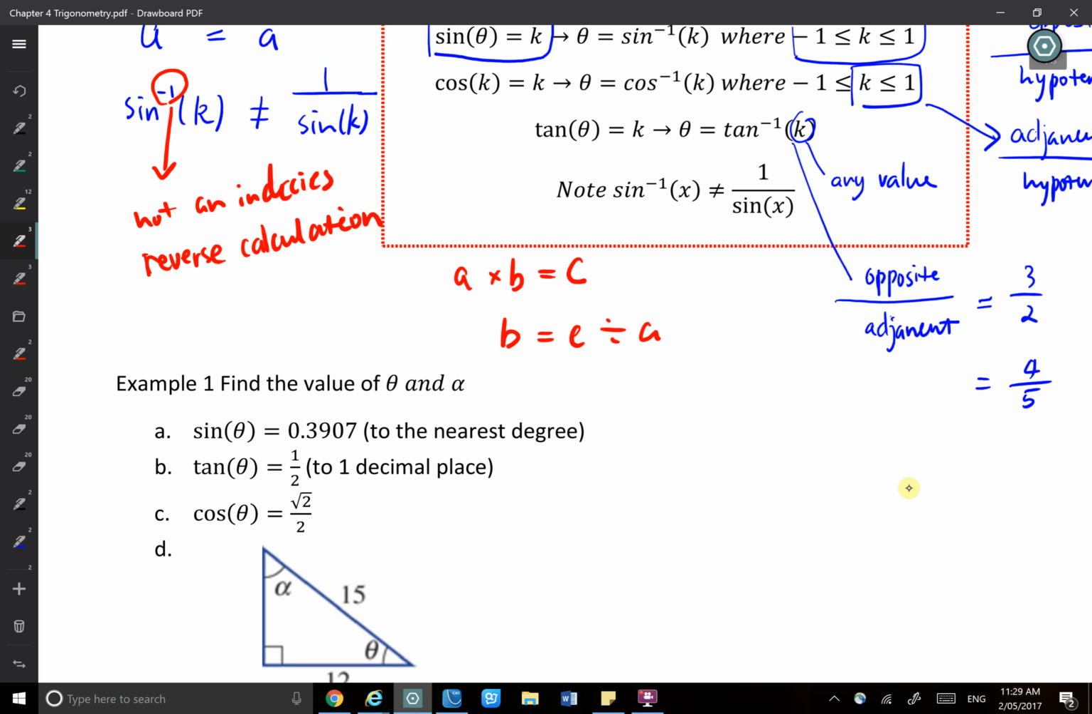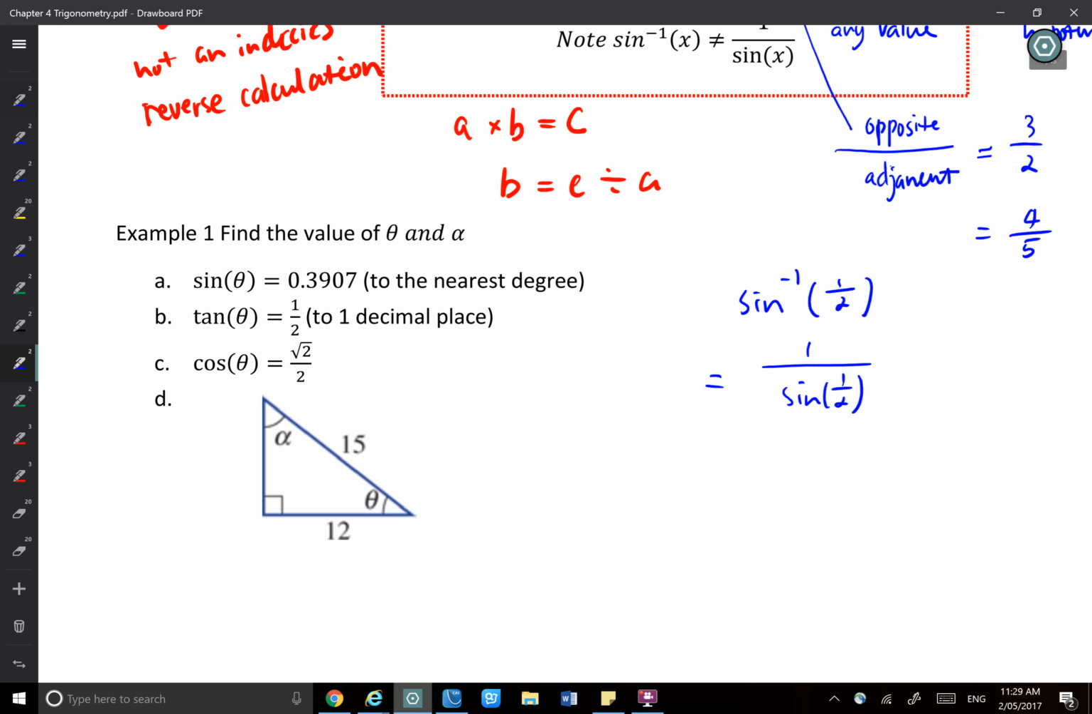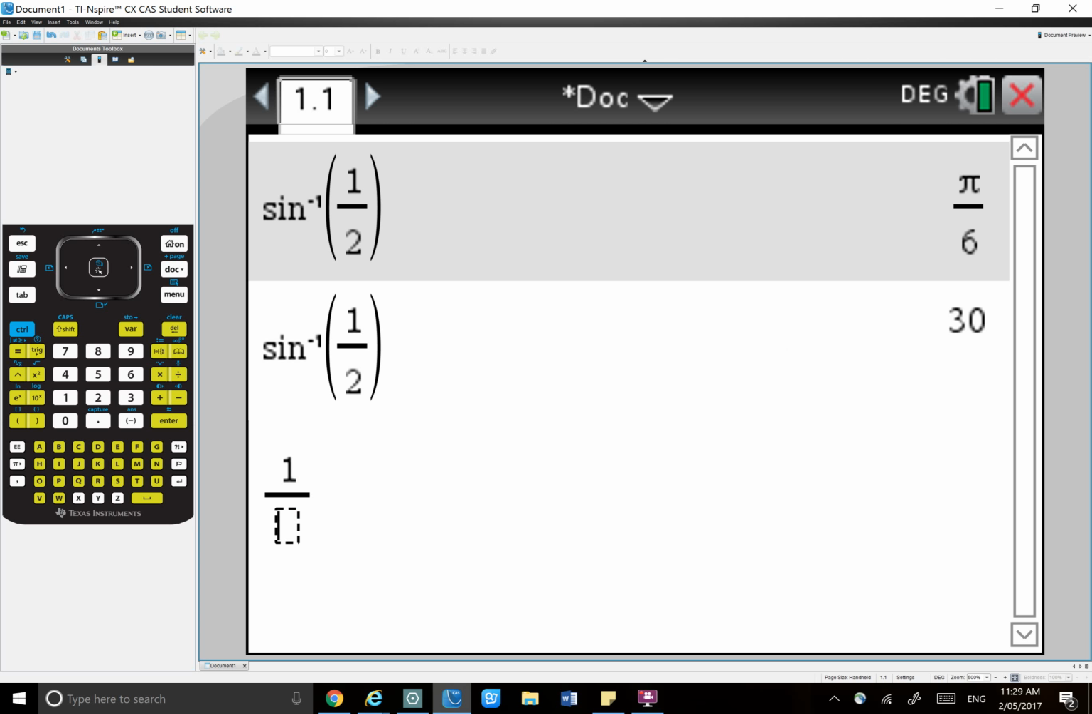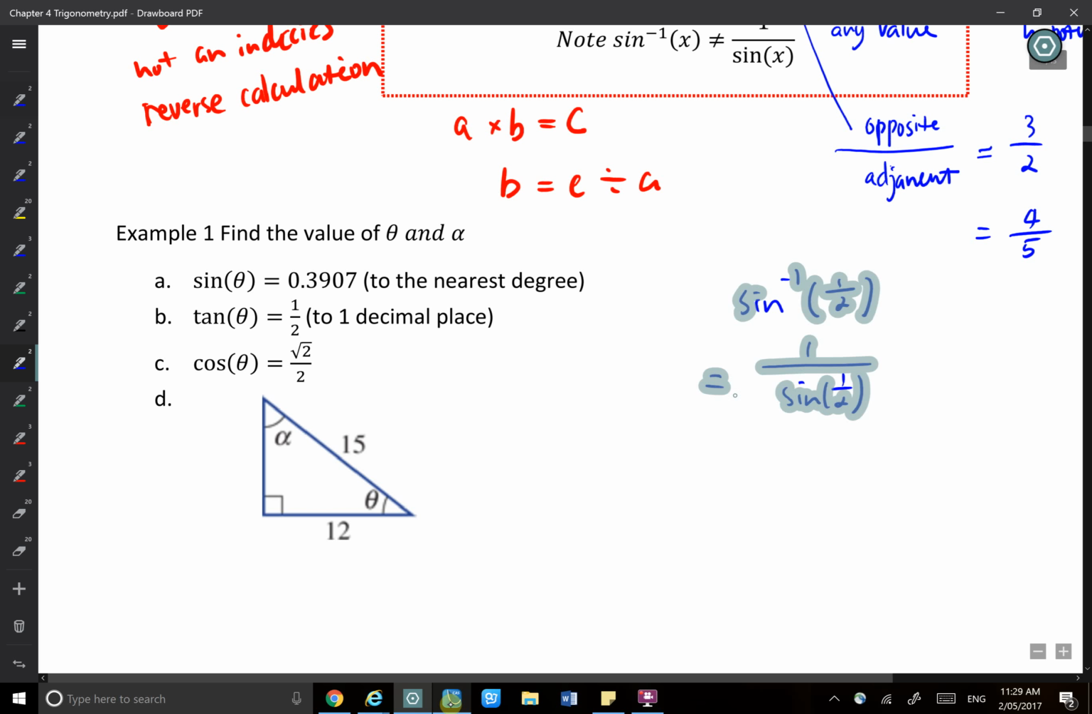Because of what I see from a bad answer, I saw one of the students doing 1 over sine a half, and that totally changed the answer. When you evaluate 1 over sin(0.5), that is 100 something. That's not the angle in the right angle triangle. But if you go sine inverse a half, that only gives you 30 degrees. The two answers are totally different, so they are not the same thing. That's a bad example, so I'm not going to keep it here to confuse you. Just go on.